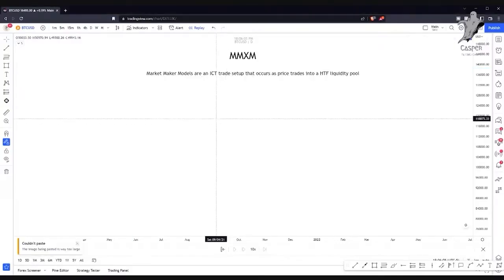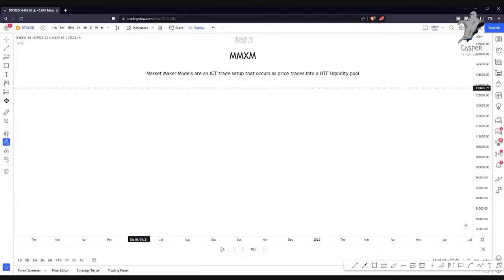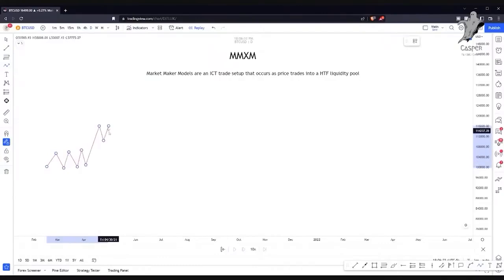But market maker models are an ICT trade setup that occurs as price trades into a higher time frame liquidity pool. So the idea of a market maker model, we have our original consolidation, our expansion, and our second consolidation. Now, our run into our liquidity pool. Whenever we're talking about the liquidity pool that the narrative is built around, what we're building this trade idea off of, we're talking about this one right here, where the third segment of our model occurs.